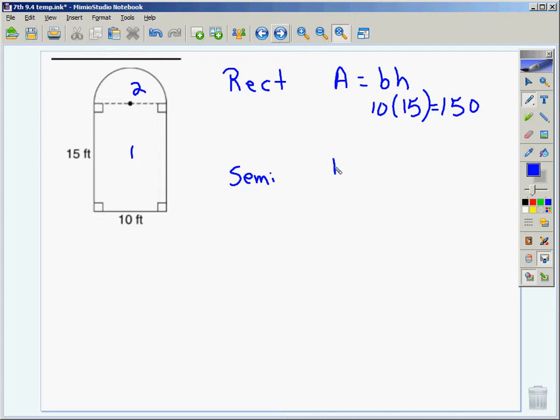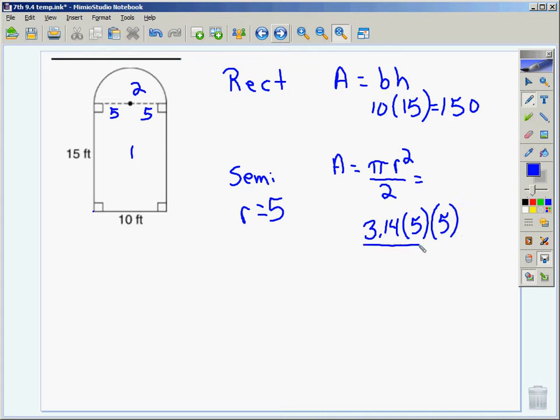The semicircle. Area equals pi r squared divided by 2. What's the radius? 5. If it's 10 all the way across, then it's 5 on each piece. Radius is 5. 3.14 times 5 times 5 divided by 2.